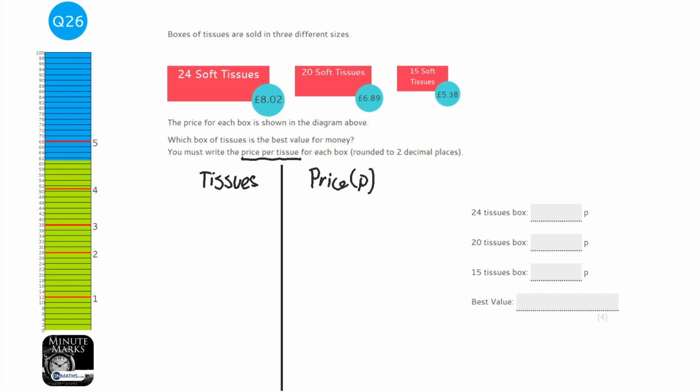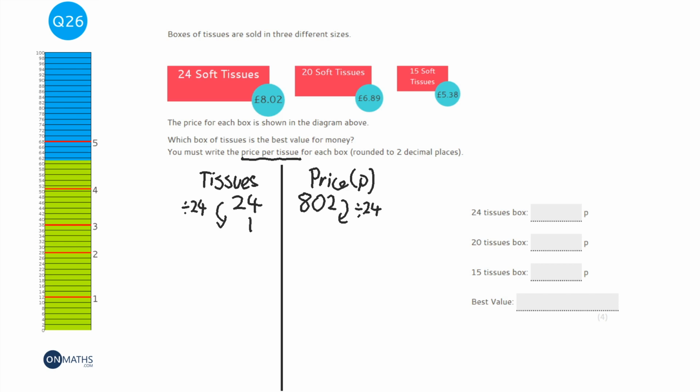So we're going to start off with the box of 24, and it costs 802 pence. Now to get one tissue, I'm going to divide both sides by 24. So if I divide both sides by 24, I get one tissue. So I do 802 divided by 24, and I get 33.416 recurring. Okay, let's try the next one. So that's one done. In fact, if I draw a line, then I can show that I've done that.